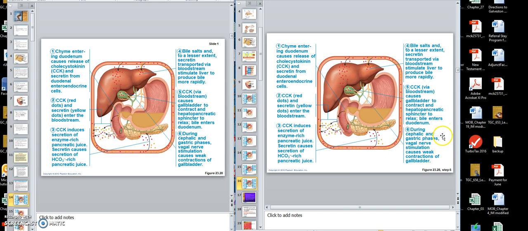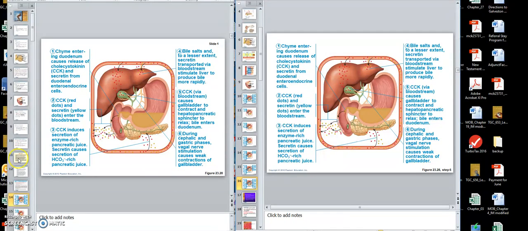And then during the cephalic and gastric phases, vagal nerve stimulation causes weak contractions of the gallbladder. So the gallbladder is contracted because of what? CCK and a little bit of acetylcholine, but not much. That's where the cephalic phase comes in.